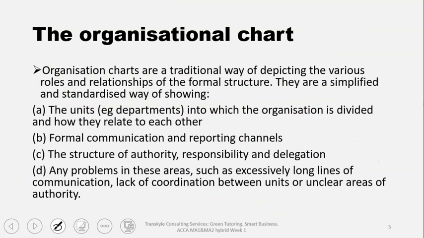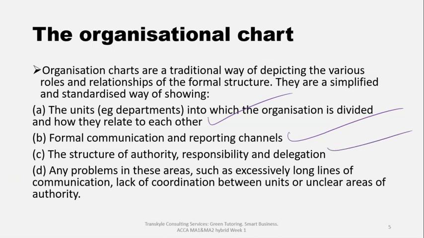Now, let's talk of the organizational chart. Organization charts are a traditional way of depicting the various roles and responsibility relationships of the formal structure. They are a simplified and standardized way of showing the units, for example, departments, into which the organization is divided and how they relate to each other. Formal communication and reporting channels. The structure of authority, responsibility, and delegation. Any problems in areas such as excessively long lines of communication, lack of coordination between units, or unclear areas of authority. So, when you're talking of an organizational chart, we are referring to something like this one.